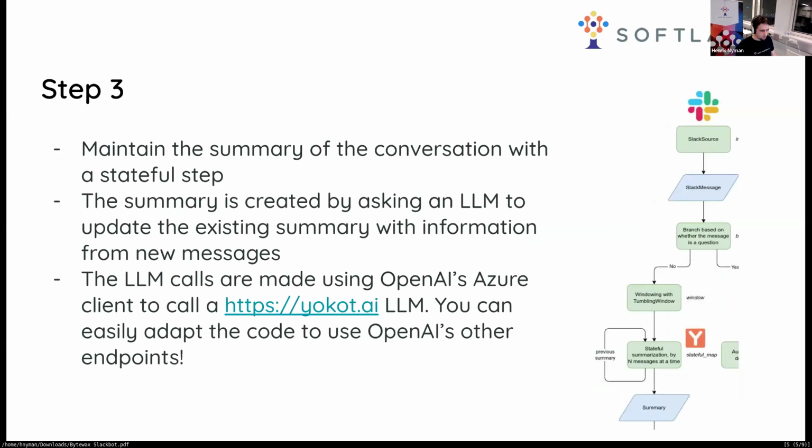So in here we are now taking the left side of the branch. Those questions that did not contain the mention of the bot, we are taking those, and we are building a summary of that conversation using the LLM. For the LLM, we are using this Yokotai, which is basically Softlandia's proxy for OpenAI. You can use this one, and we have included the API key in the .env file, which I shared in the Slack at the beginning.